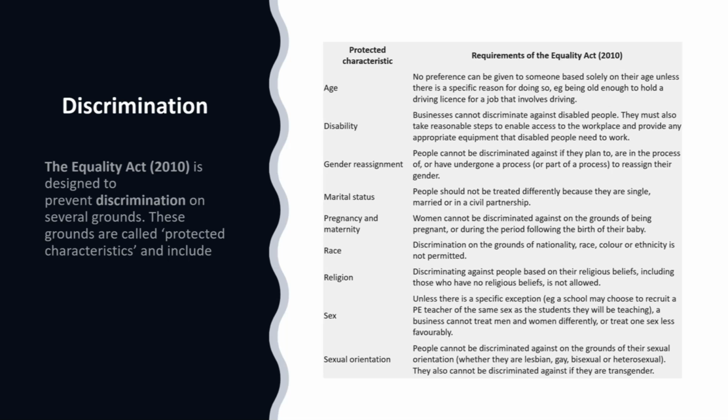Which brings us on to discrimination. The Equality Act 2010 is designed to prevent discrimination on several grounds. These grounds are called protected characteristics and include age, disability, gender reassignment, marital status, pregnancy and maternity, race, religion, sex, and sexual orientation. Now, I'm not going to read all these out because there's quite a bit to read there, but please do pause the video, write these down, remember them, take a screenshot, whatever it is you do to memorize, these kind of revision videos, do that now, okay? And then we'll be moving on to the next slide.